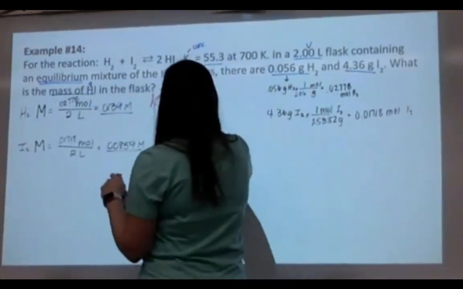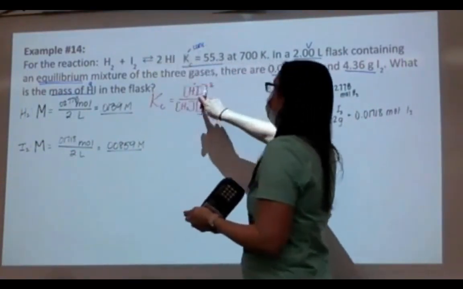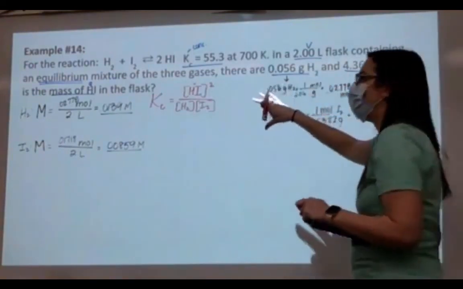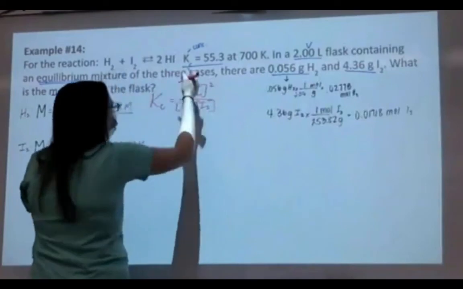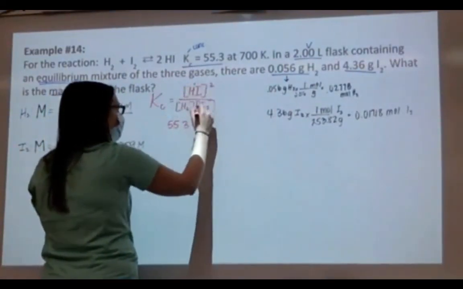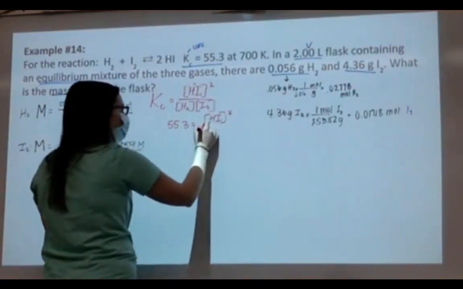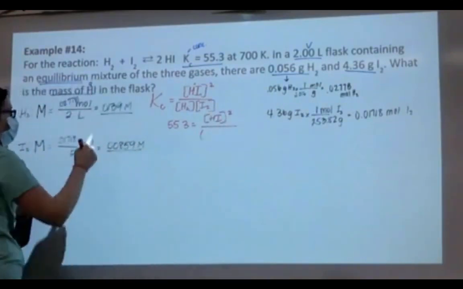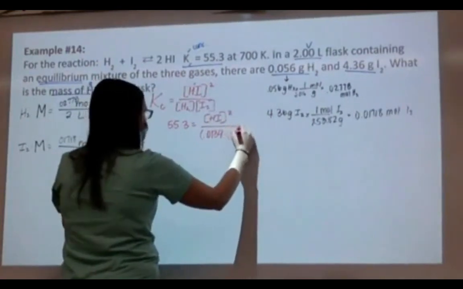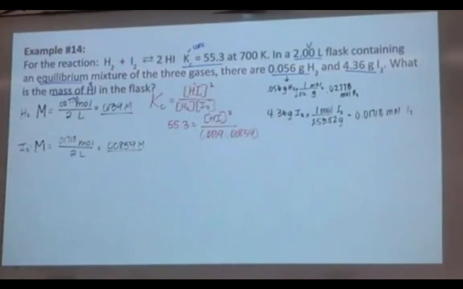So now I can plug in what I have, right? I know that I'm solving for HI. The unit that I'm solving for, I'll worry about after I find HI in the K expression. So Kc is 55.3. I'm solving for HI. I'm going to leave that as my variable. So times 0.0139 times 0.00859. Now we have to solve for HI.